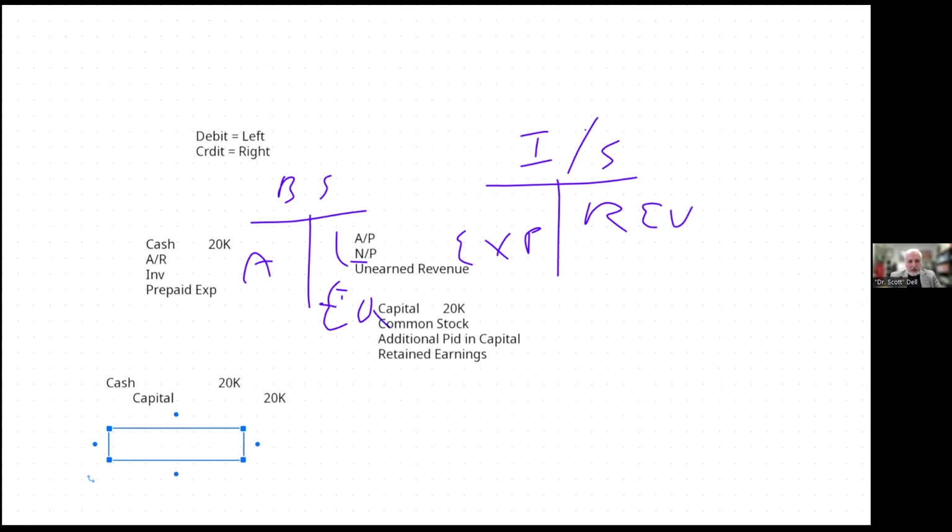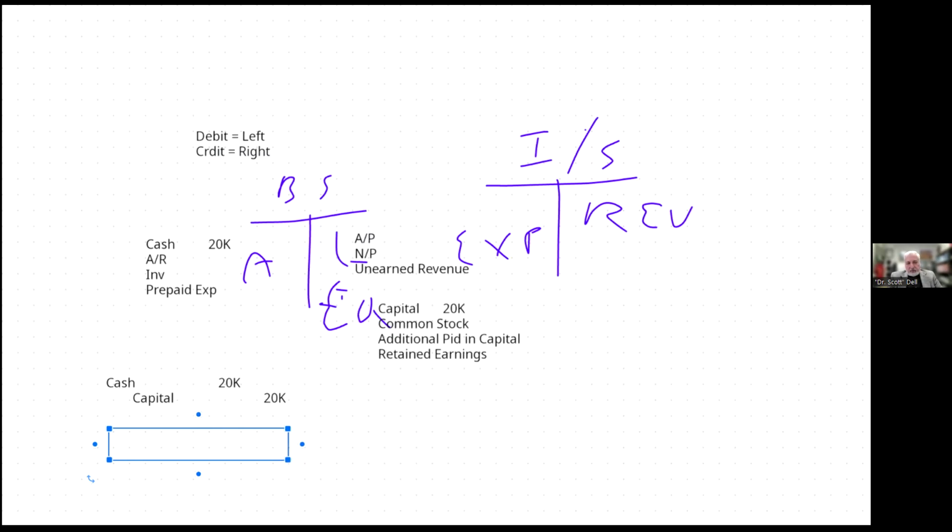Now, what's going to be debited? What's going to be credited in this case? Well, 5,000 is coming out of cash. So I have to credit my cash to reduce that to 15, don't I? So let me go back here, credit my cash. And what am I debiting? I'm going to debit my inventory.